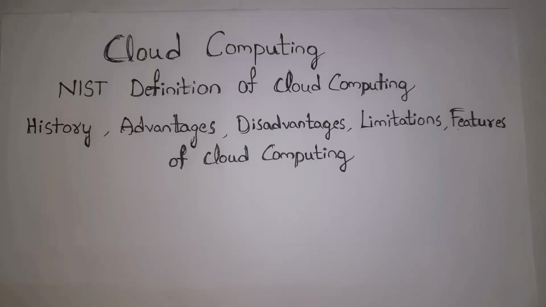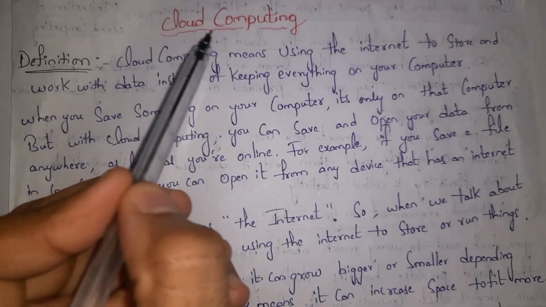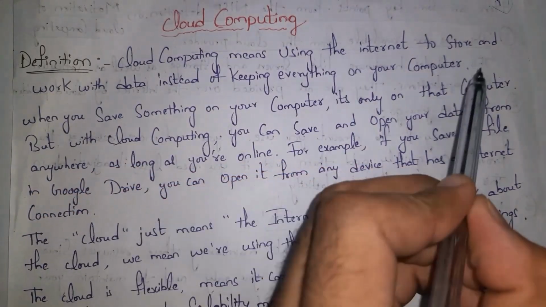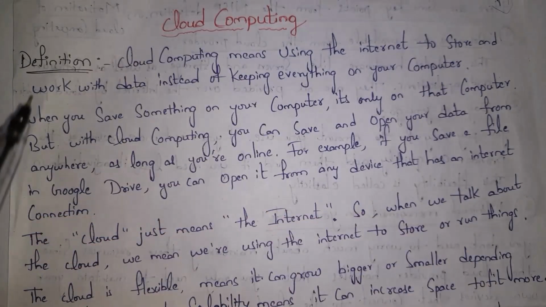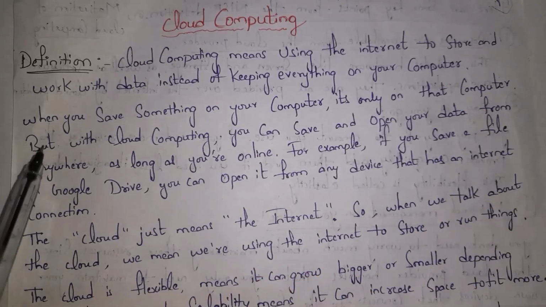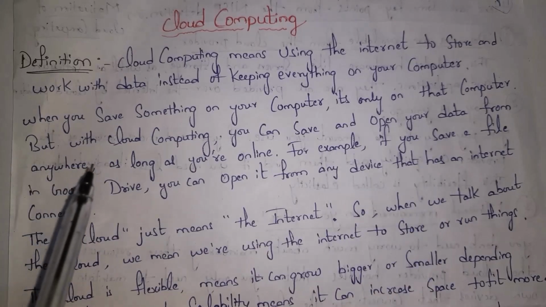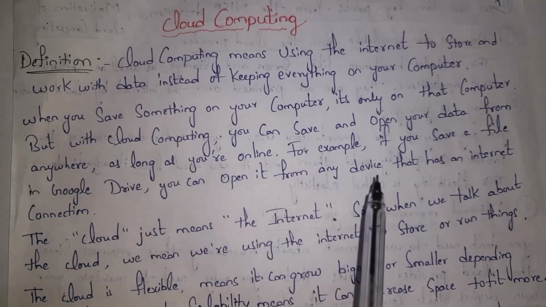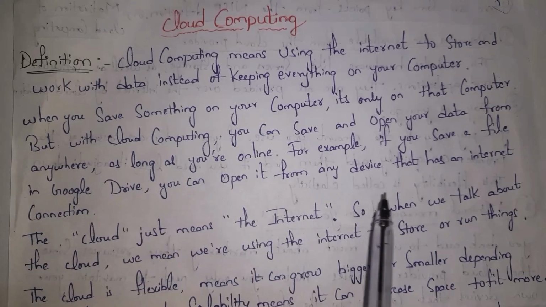Let's get started. At first, I will explain what is cloud computing. Cloud computing means using the internet to store and work with data instead of keeping everything on your computer. When you save something on your computer, it's only on that computer. But with cloud computing, you can save and open your data from anywhere as long as you are online. For example, if you save a file in Google Drive, you can open it from any device that has an internet connection.